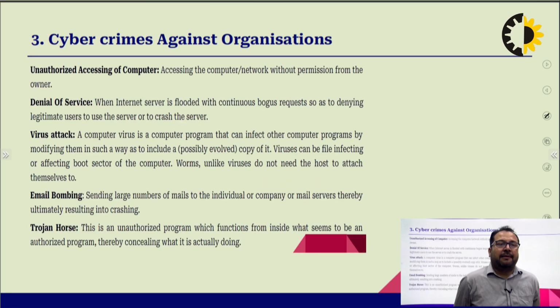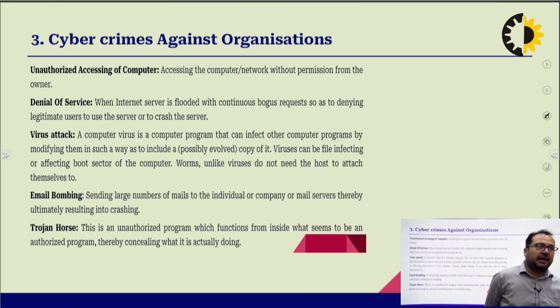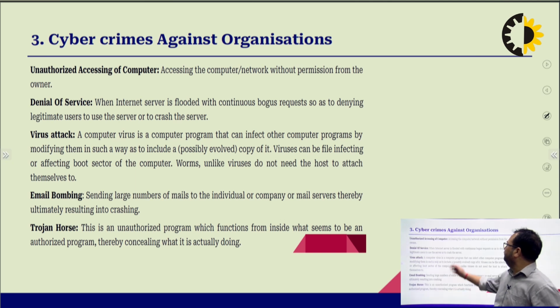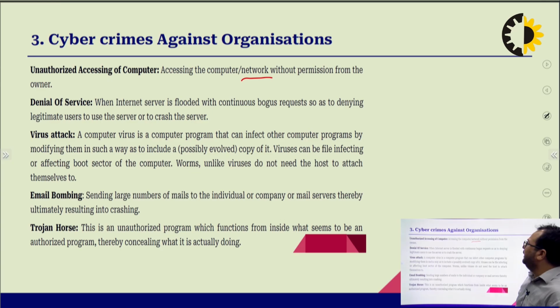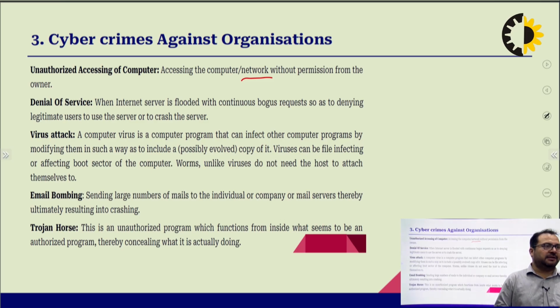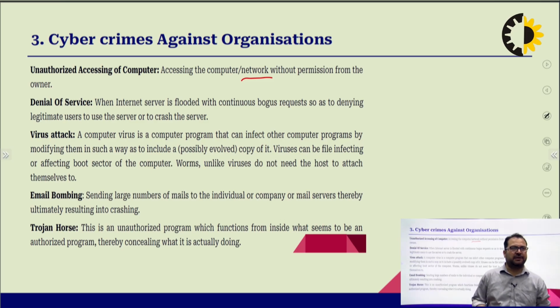Then the cyber crimes could be against the organizations, like unauthorized accessing of computers. This is the first one: accessing the computer or even a network without permission from the owner. Then we have denial of service, when an internet server is flooded with continuous bogus requests so as to deny legitimate users the use of the server or even crash the server. So denial of service comes against the organization.